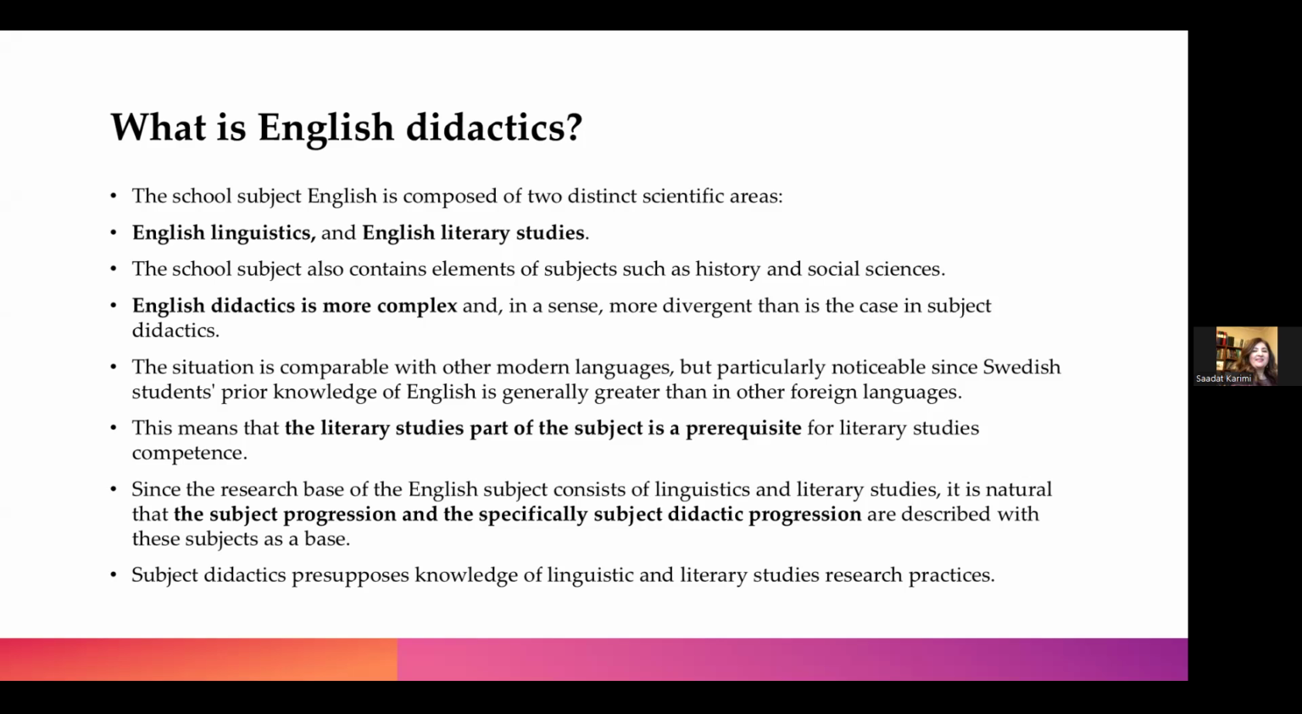The situation is comparable with other modern languages, but particularly noticeable since Swedish students' prior knowledge of English is generally greater than in other foreign languages. This means that the literary studies part of the subject is a prerequisite for literary studies competence. Since the research base of the English subject consists of linguistics and literary studies, it's natural that the subject progression and the specifically subject didactic progression are described with this subject as a base. Subject didactics presupposes knowledge of linguistic and literary studies research practices.